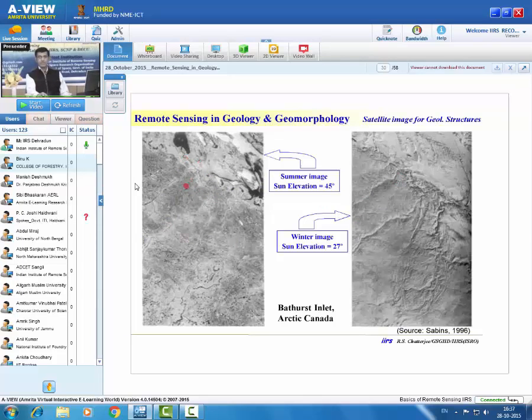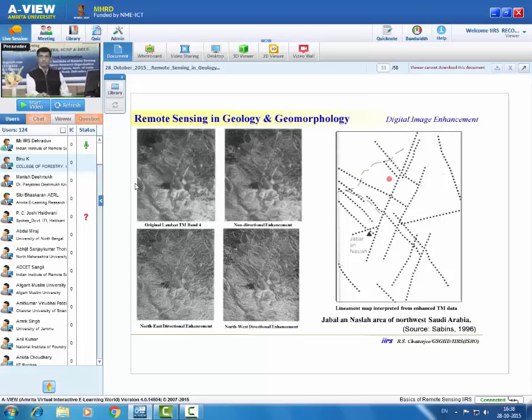See here, in the summer image, these geological structures are not very clear, very subdued. But if we use the winter image, geological structures are very much highlighted. So we should use the winter image, because in this case the sun elevation is small, so it gives a shadow effect that is highlighted here. Most of the geological structures, many of them, are expressed through topographic elevation change. Now, what kind of image enhancement should we adopt?